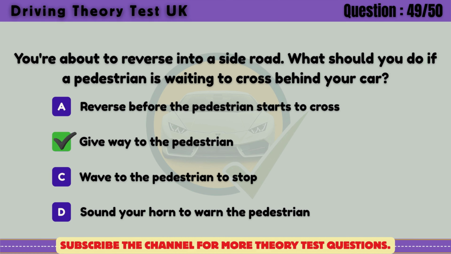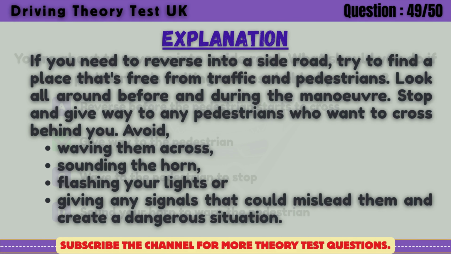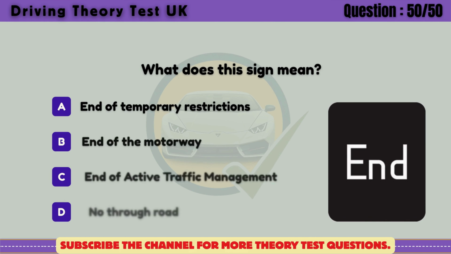Answer is B. Give way to the pedestrian. If you need to reverse into a side road, try to find a place that's free from traffic and pedestrians. Look all around before and during the maneuver. Stop and give way to any pedestrians who want to cross behind you. Avoid waving them across, sounding the horn, flashing your lights, or giving any signals that could mislead them and create a dangerous situation.